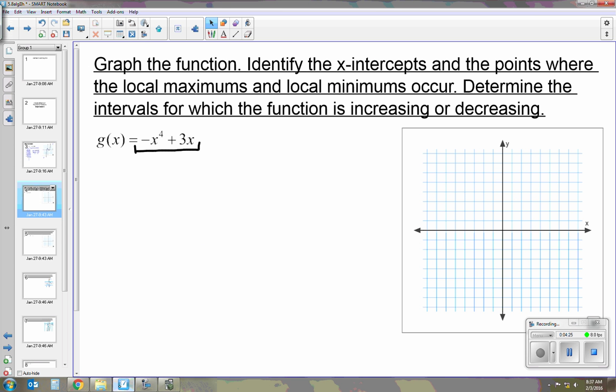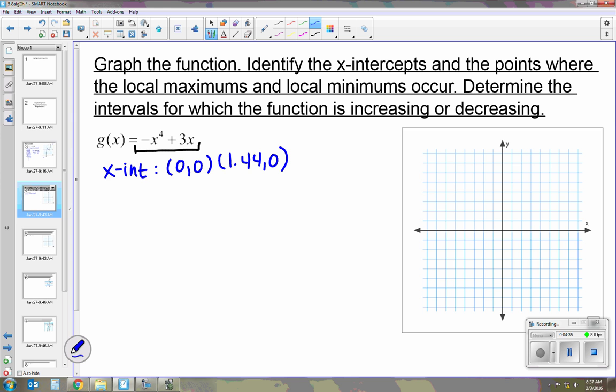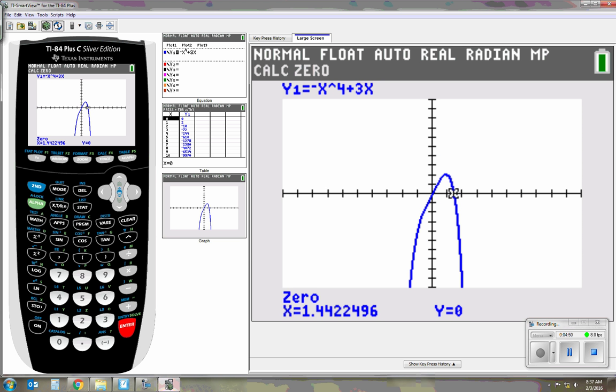So we're going to write those down. We have (0, 0). We have (1.44, 0). And we're going to graph those on here. Okay. Next, we have to find our local maximum and our local minimums. Now, our local maximum and minimums are at our turning points. And for this one, we only have one turning point, and that's a local maximum.